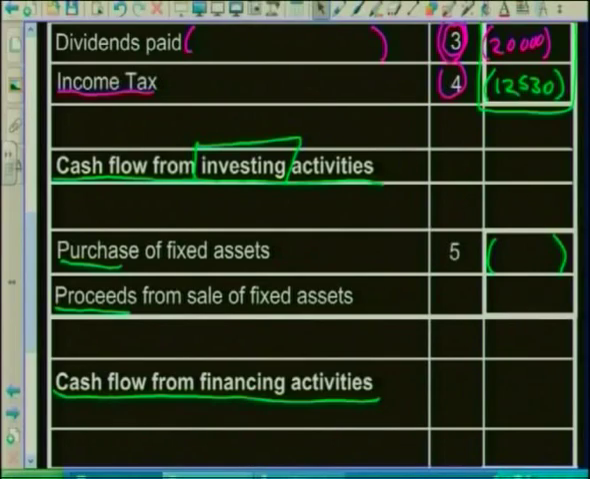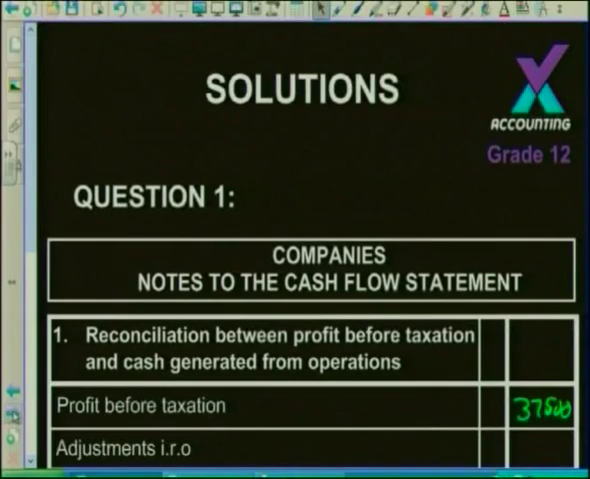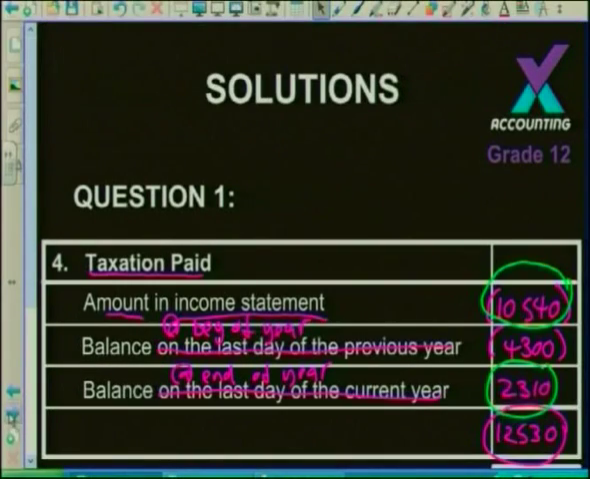So they didn't purchase a new vehicle, they didn't buy any new computers. It's only the land and buildings in terms of fixed assets that were purchased. So let's now go to our note. Okay, so we've got a note to complete, note number 5. Let's just go there quickly.